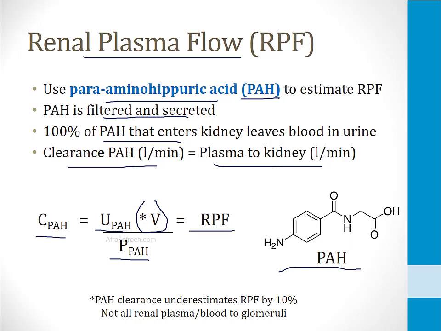Now, just an aside here, PAH clearance slightly underestimates true renal plasma flow by about 10%. This is because not all of the plasma and blood that goes to the kidneys goes to the glomeruli. Some goes to other non-glomerular structures. So sometimes this is called the effective renal plasma flow, and the true renal plasma flow is slightly higher.